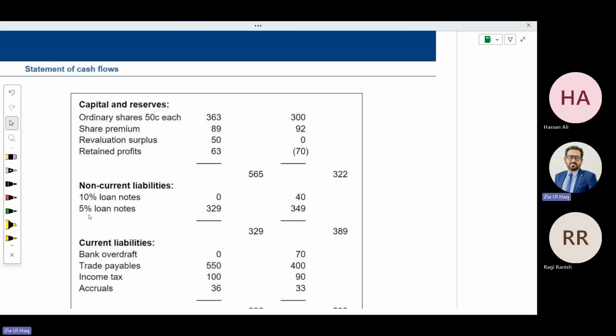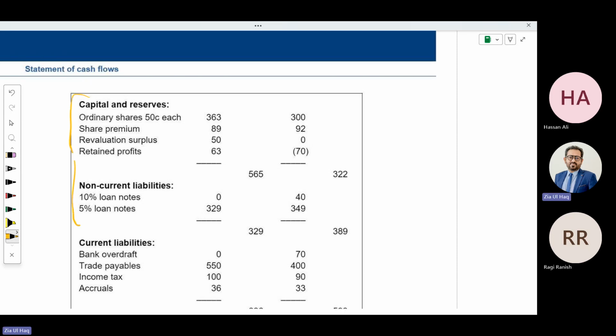Retained earning last year 70,000 loss, current year 63,000 profit. 10% loan note, current year zero figure. What does that mean? We paid. 5% loan notes reduced by 20,000. We paid. Here it will be recorded under financing, investing, or operating? All these are relating to financing activities.